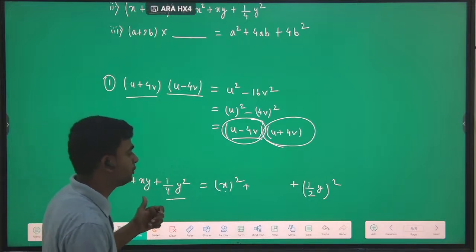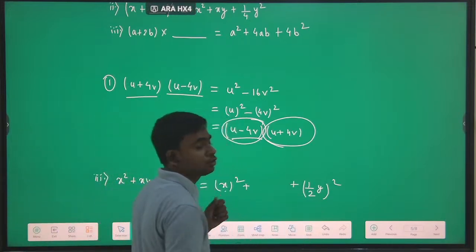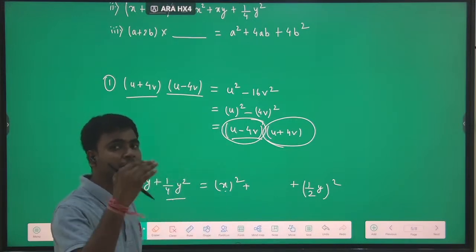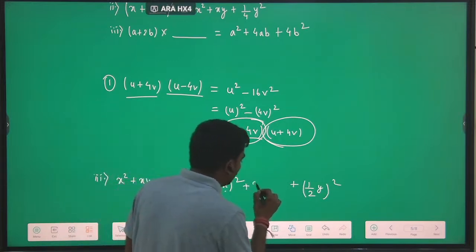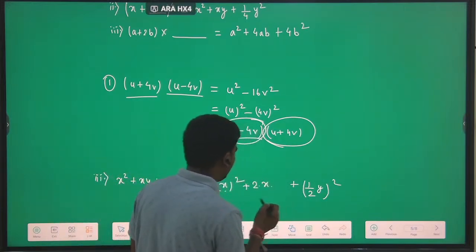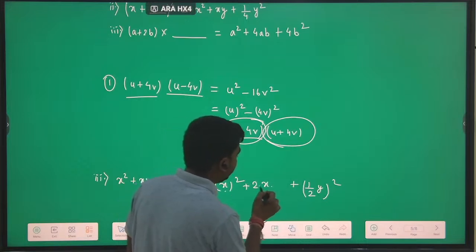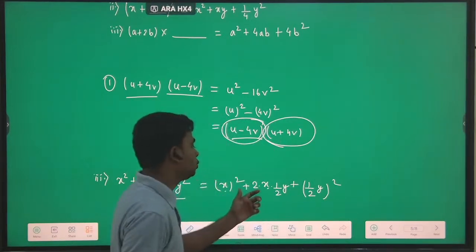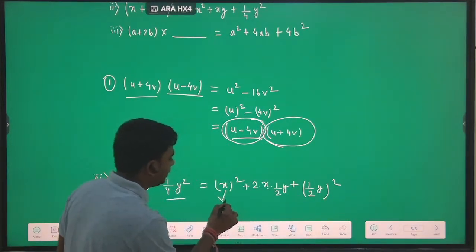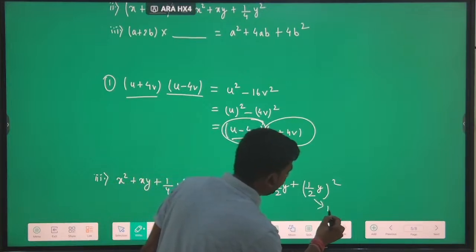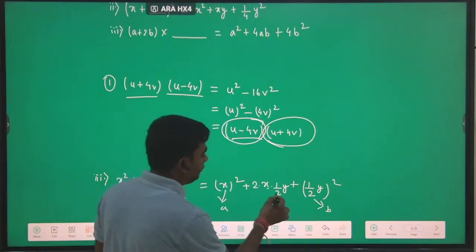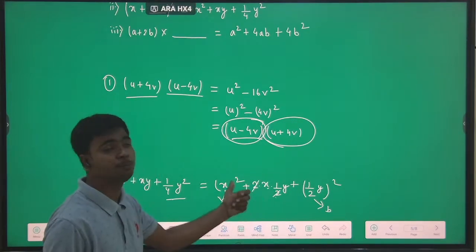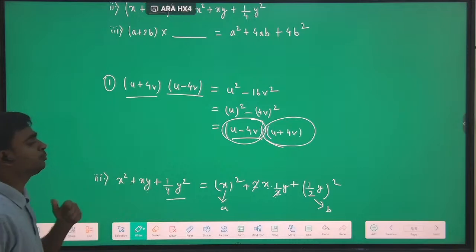So how can we get plus xy, by using these terms according to the formula? Our formula is 2ab. 2ab is 2 into a into b, where a is x and b is 1 by 2y. After applying this, the 2 and 2 get cancelled and we get xy with plus sign.